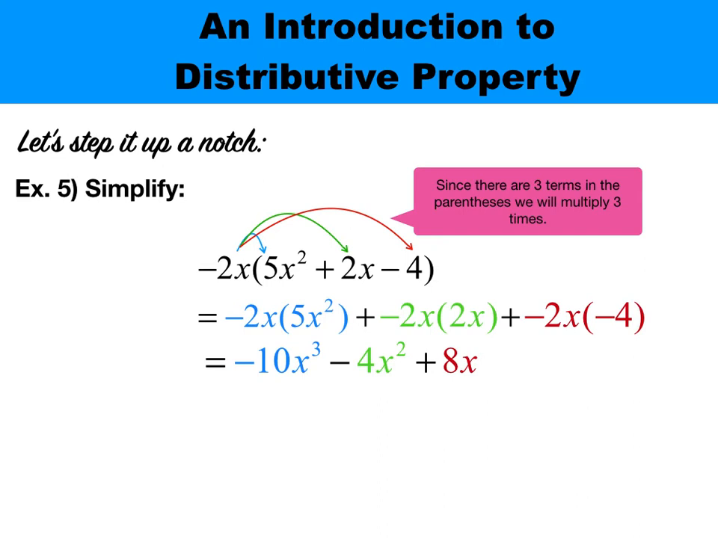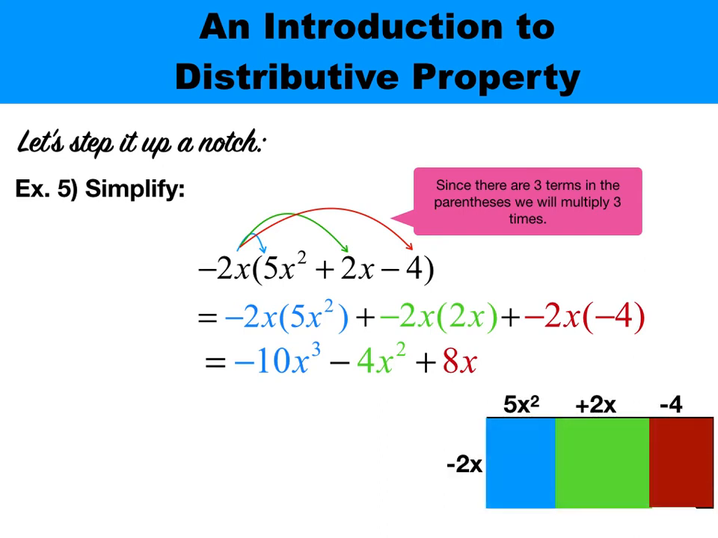If we wanted to take a look at a visual to represent this, we would just have 3 sections to our rectangle. Again, the length of each section would represent one of the terms in our trinomial, and the areas would end up being the final terms in our trinomial answer.